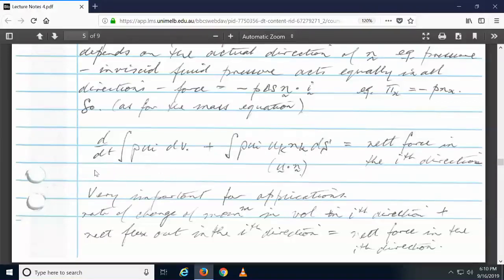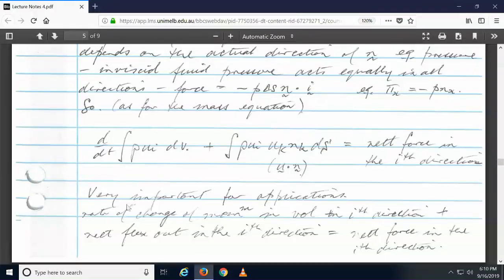So now that is, I've said, extremely important for applications. If we're going to work out a rocket, for example, we're going to have to work out both of these terms. What is the flux of mass in the ith direction across the boundary, u dot n ds? What is the net force in the ith direction, because we want it to actually be going up?